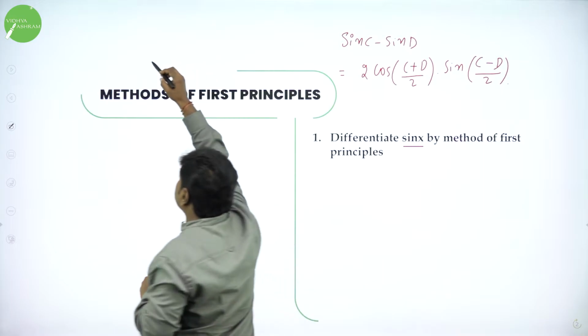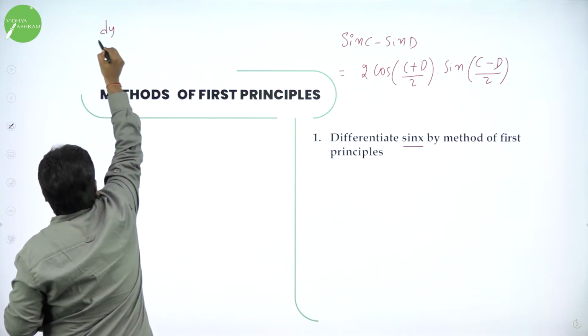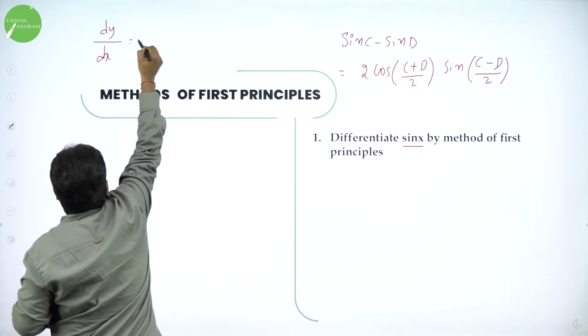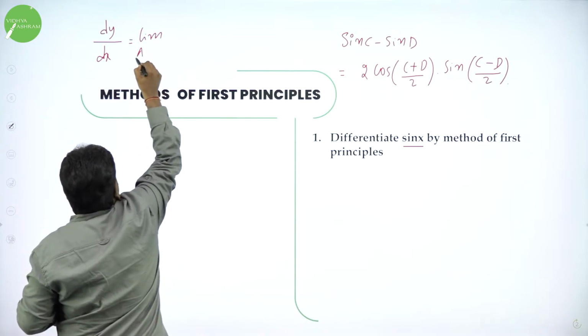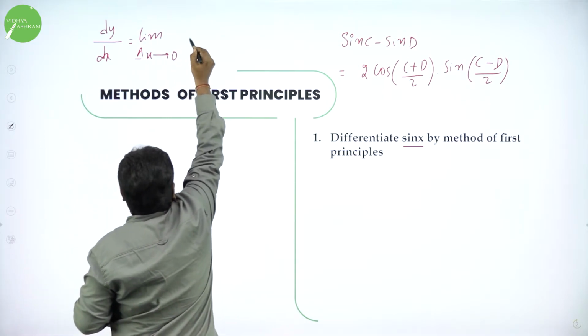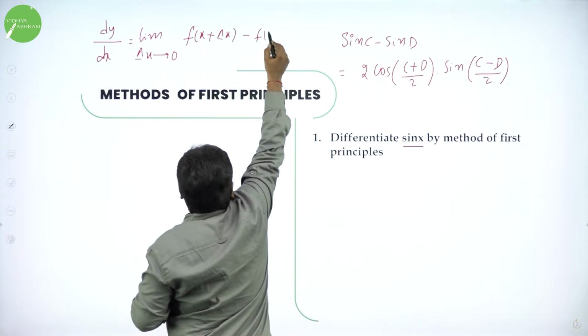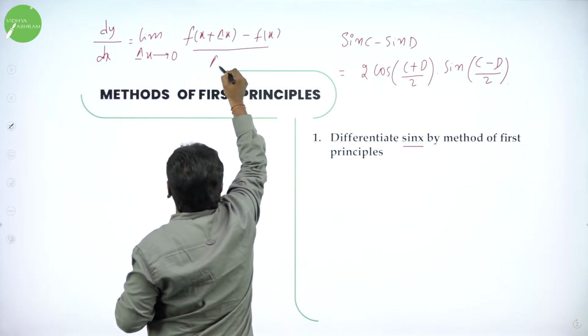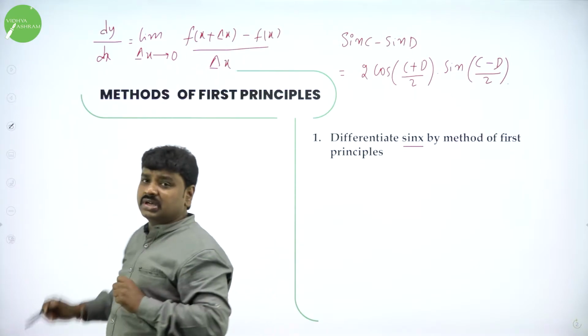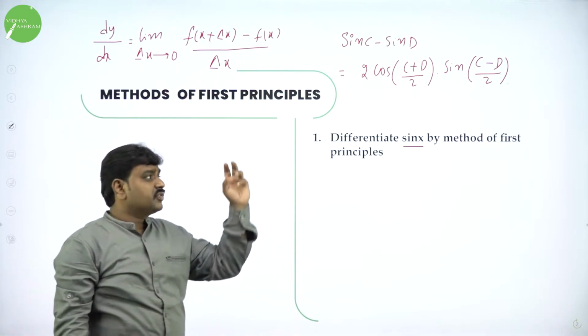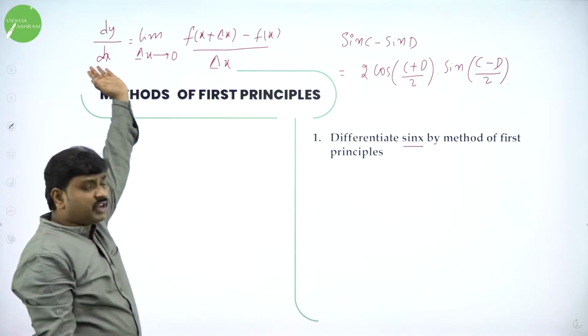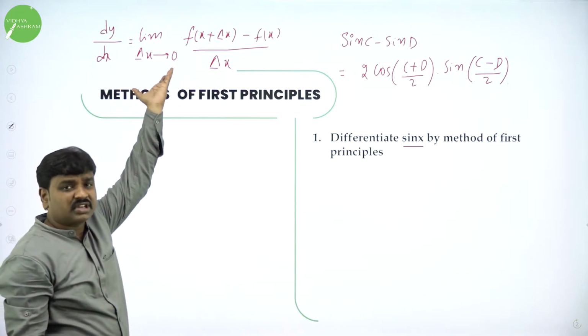The other one is method of first principles. In my last class, I taught you dy by dx can be written as limit delta x tends to 0 f of x plus delta x minus f of x divided by delta x. What do we call this? This is method of first principles. So before we start the problems, first you should be thorough with this. For every problem we have to use the same format, that is method of first principles.